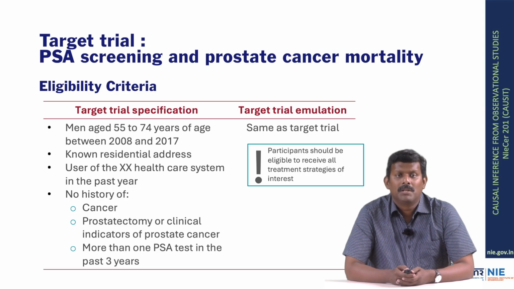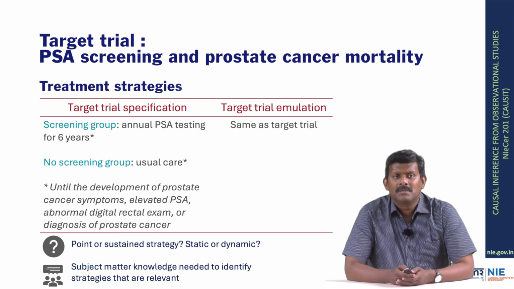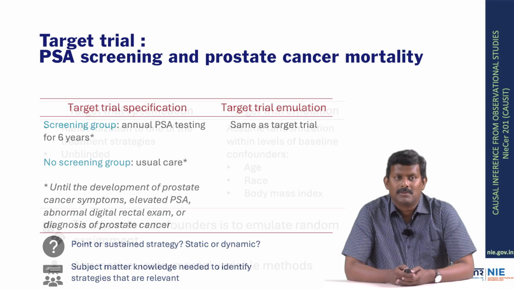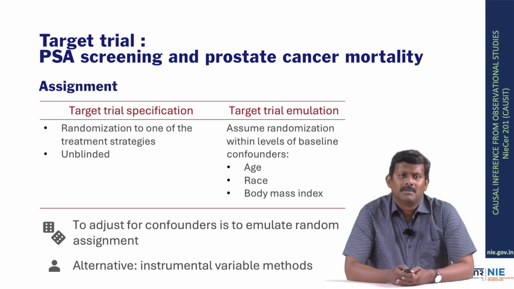The participant should be eligible to receive all the treatment strategies of interest. The treatment strategies under consideration are two different strategies. One is the screening group, which has an annual PSA testing for 6 years, and the no screening group, which is categorized under usual care or standard of care. The same two treatment strategies can be carried over to the target trial emulation. Thereby, we need essential subject matter knowledge to identify strategies that are relevant to this particular causal question. These two strategies can be assigned by using randomization in the target trial.